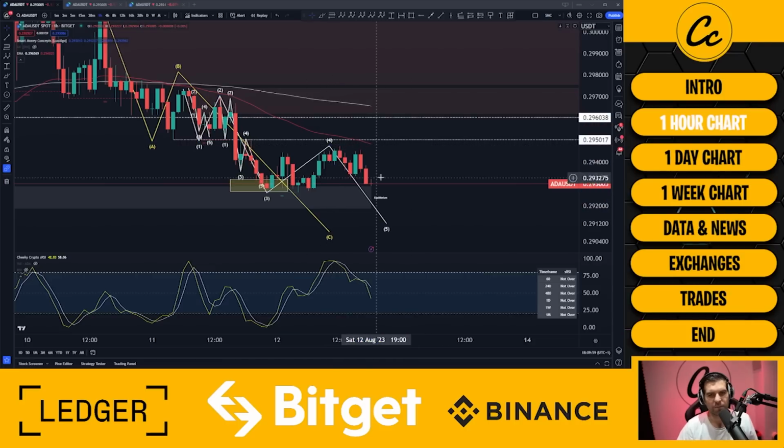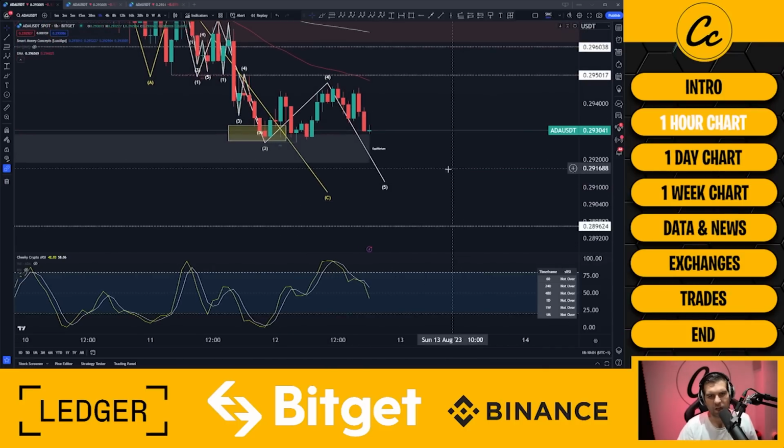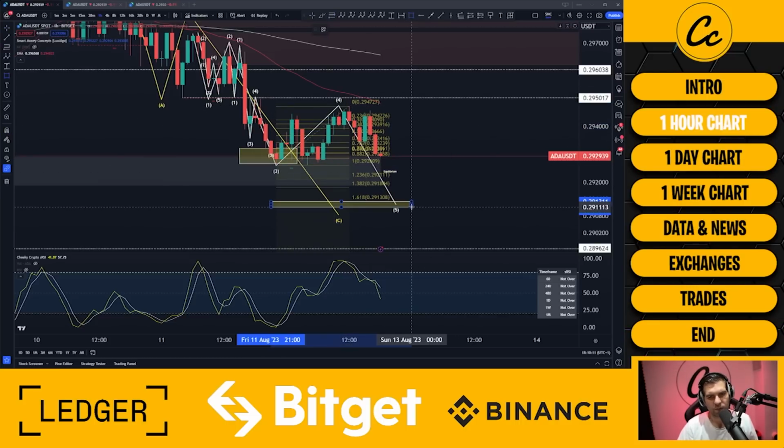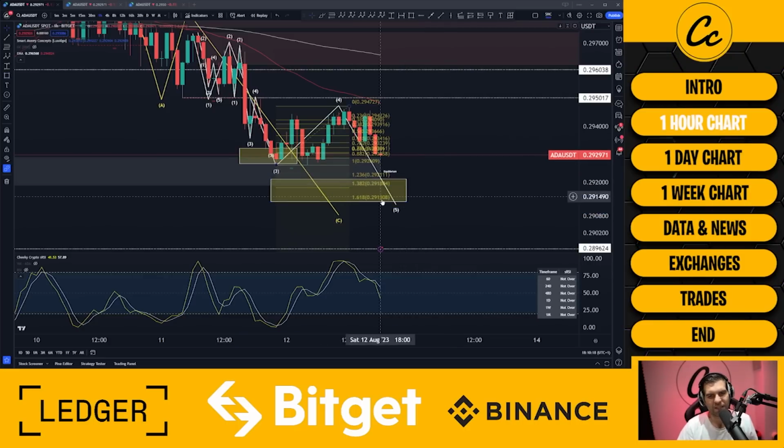This looks like it has completed now as well, meaning that we are just looking for this final fifth wave move to the downside. So let's go ahead and find out what our expectations should be for this move. We should be looking at the Fibonacci retracement tool. We're looking for anywhere really between 1.236 and 1.618 on the extensions. That basically means 29.13 to 29.21. So we can see right in here, this is our expectations.